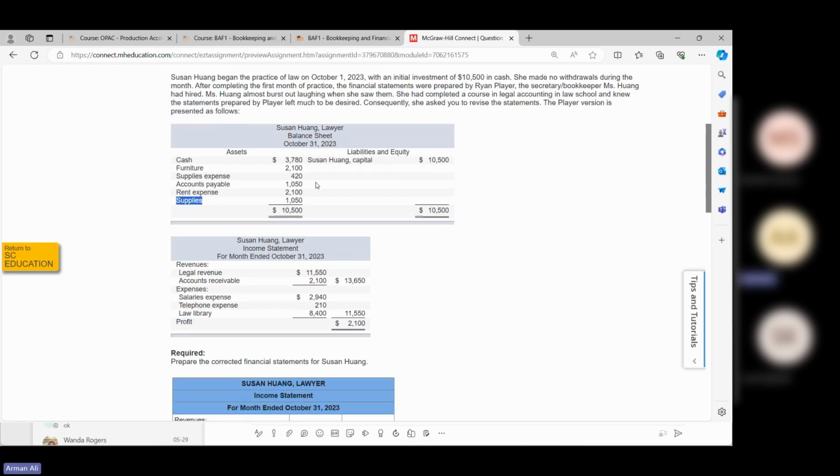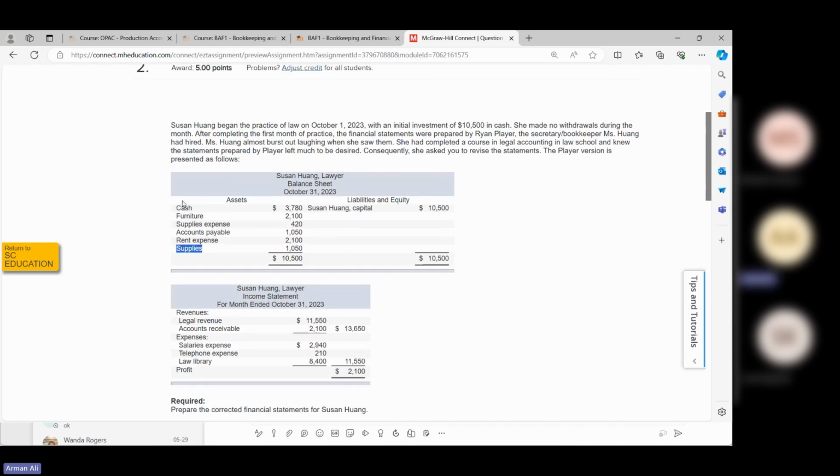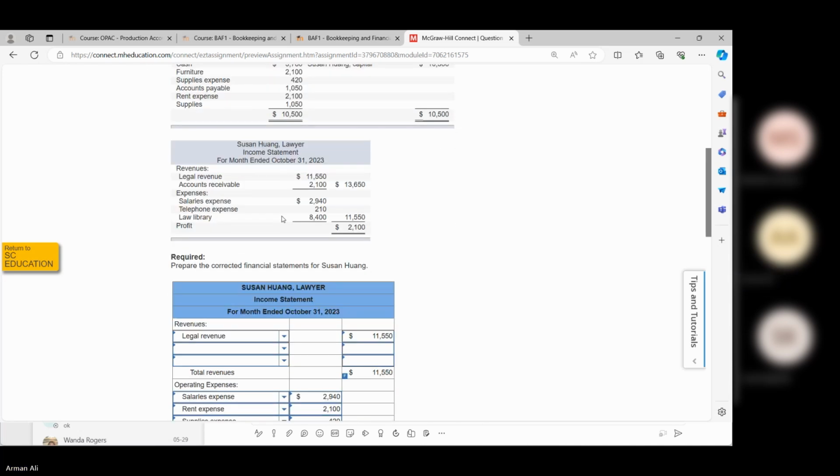So let's see, this you can now do. All you have to do is, cash is correct, furniture is correct, supplies expense will be removed and taken to the income statement. Accounts payable would go on the liability and equity side. Rent expense would also go in the income statement. So supplies and rent expense would go in the income statement, and accounts payable would come on the liability side. That's it. Your balance sheet is done.